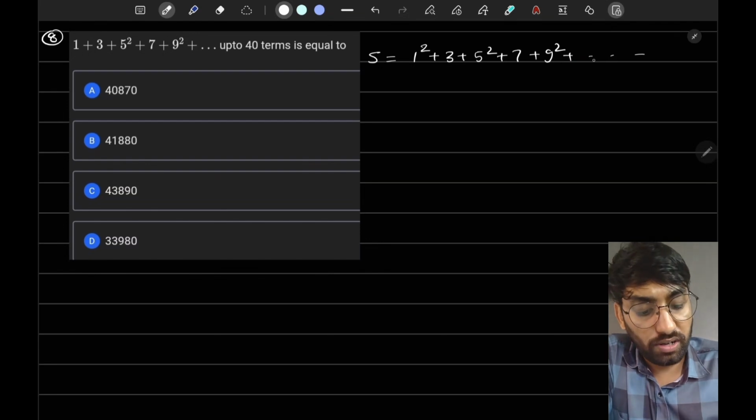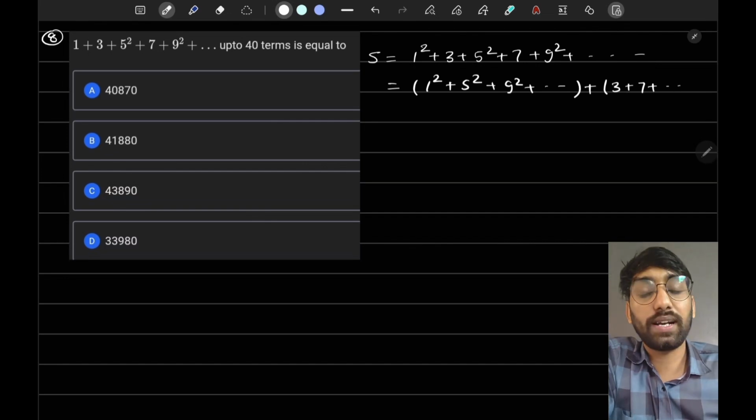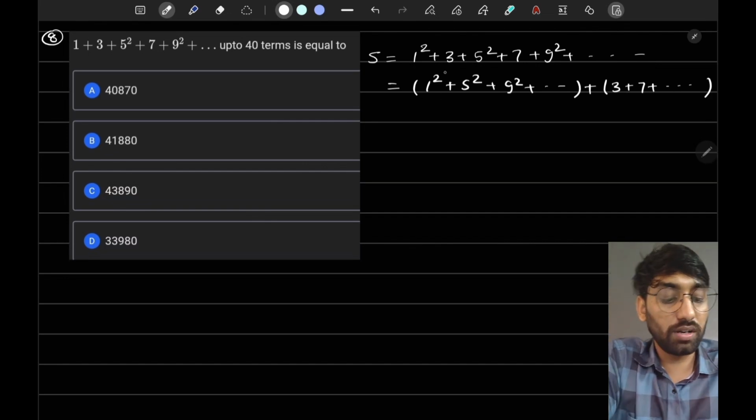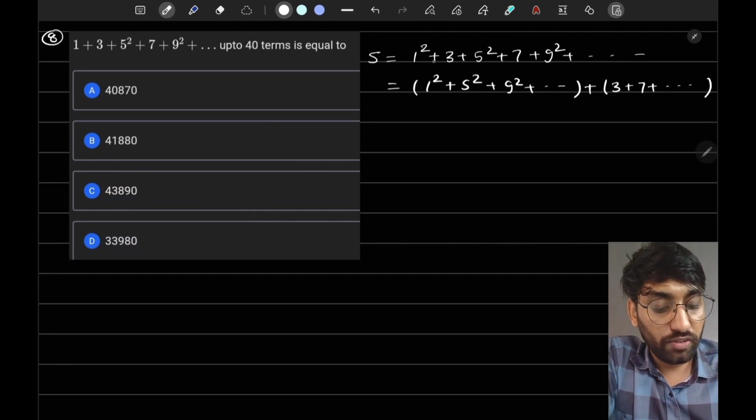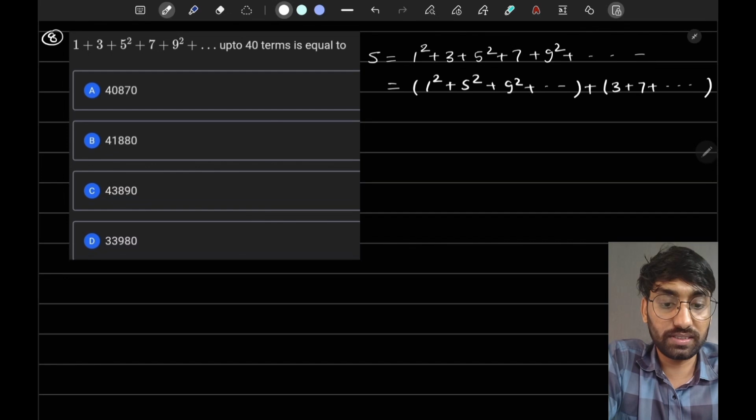Now I will split it, putting the square terms in one bracket: 1 square plus 5 square plus 9 square and so on. In another bracket I will take all the remaining terms, that is 3 plus 7 and so on, right? Now if you closely observe, the total number of terms that S contains is 40, and these 1 square, 5 square and 9 square are all odd terms, and 3, 7 are all even terms. And in the sequence, we are calculating odd terms and even terms.